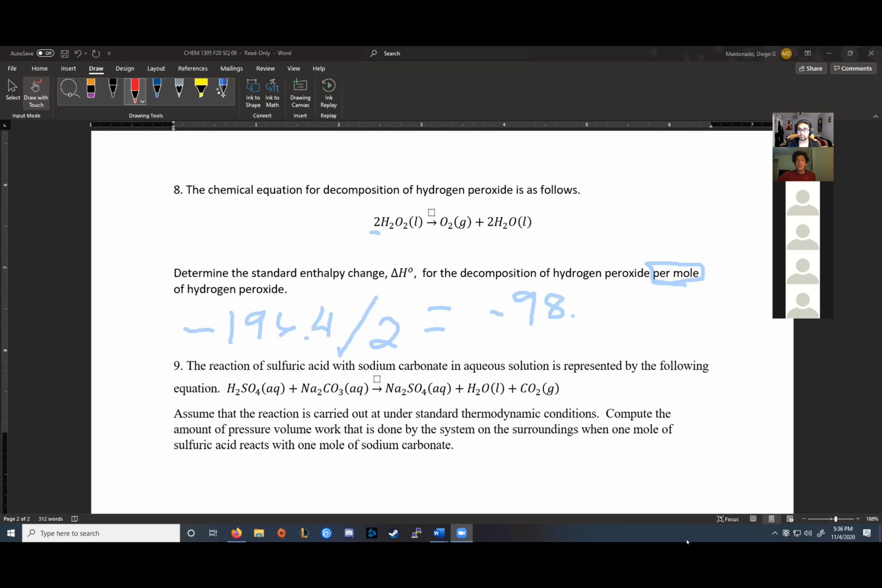Okay, does anybody have any other questions? That was a good question. But yes, you were right. You would divide by whatever coefficient you have. All right. I don't know what other question needs to be covered.